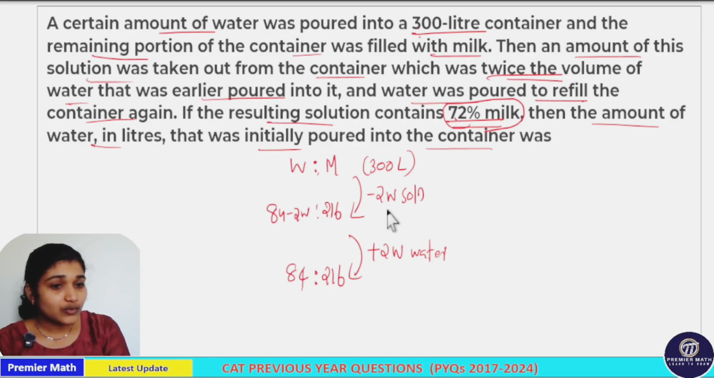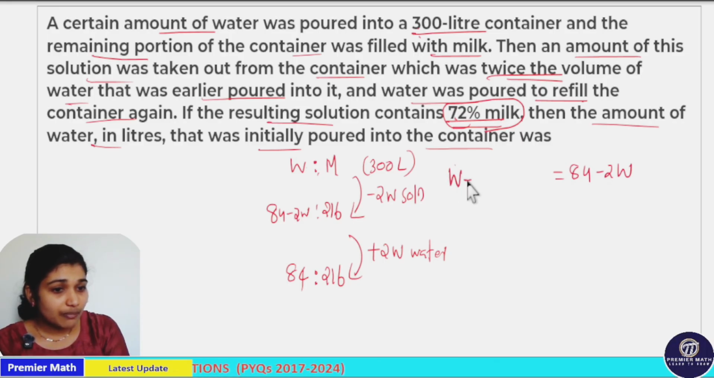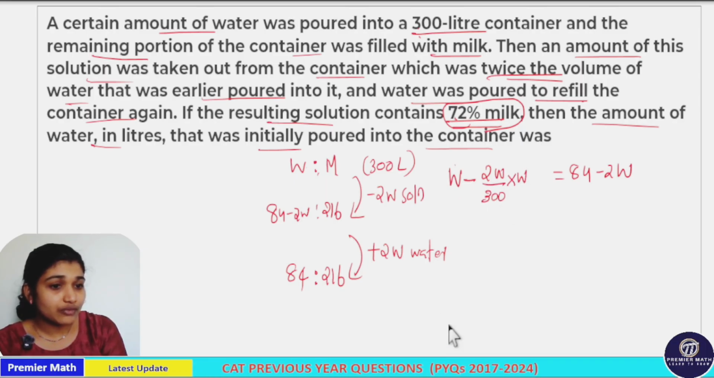When you are taking out 2W liter solution from this water part, the remaining is equal to 84 minus 2W liter water part. So from this W, you are taking out 2W liter of solution. That is 2W out of 300 of W you are taking out from W.